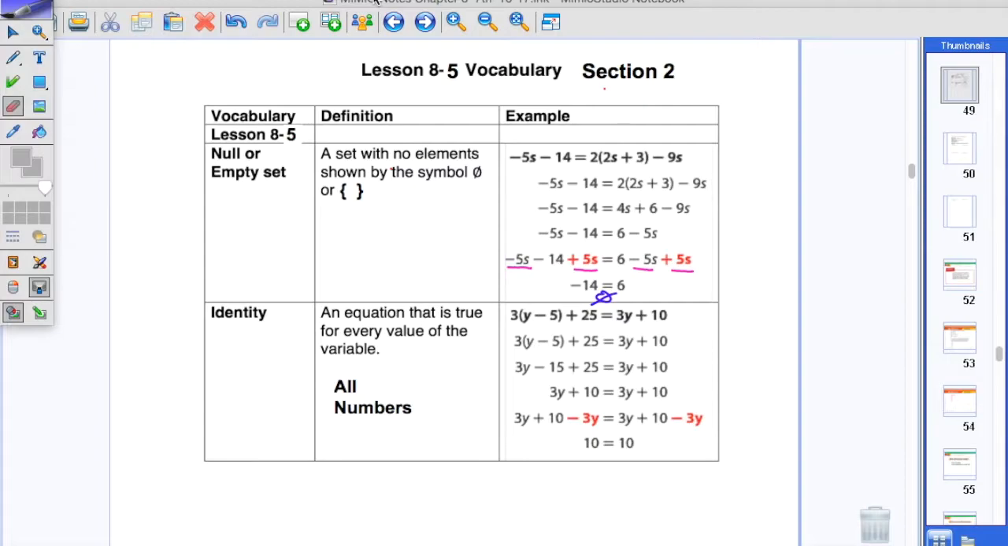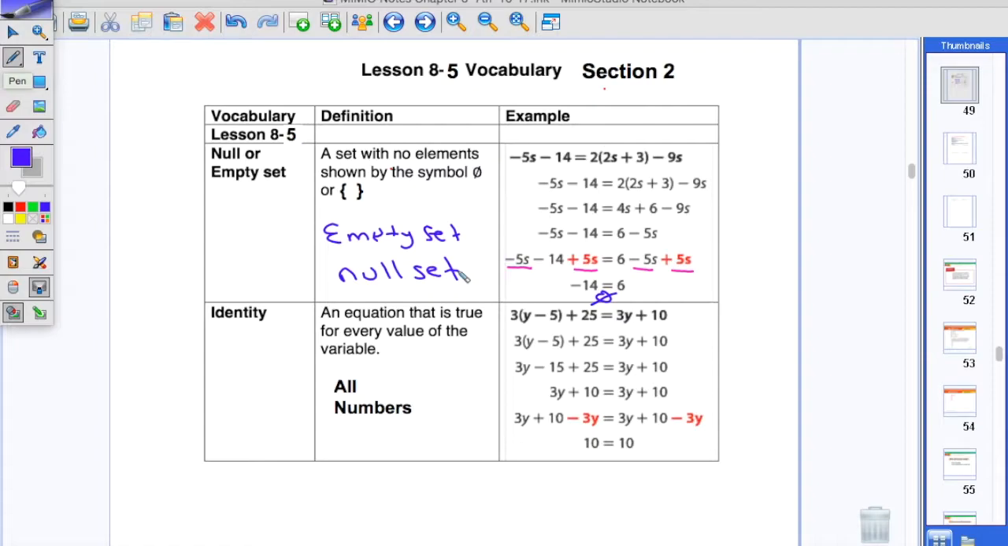This is the vocabulary for Lesson 8.5, Section 2, which we have null set or an empty set. And that's a set with no elements shown by the symbol, the 0 with a line through it, or the brackets. This means an empty set, or null set.